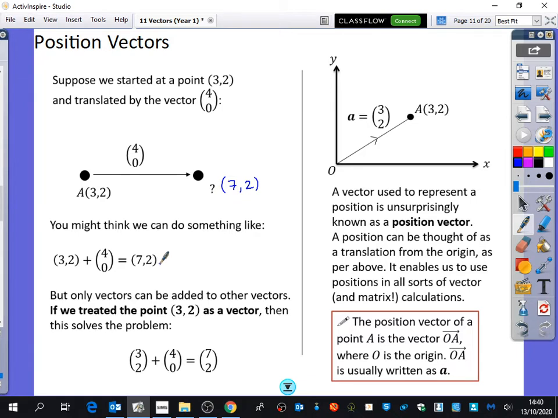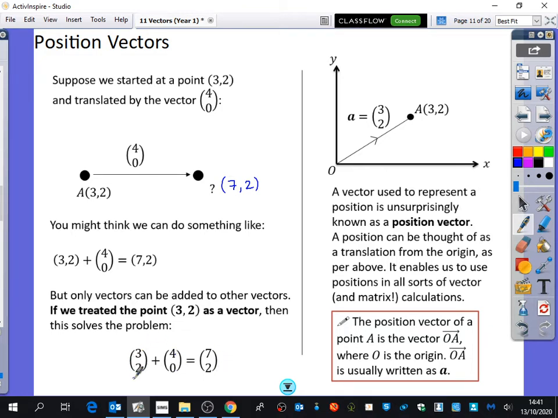And the reason we're not allowed to do this is because this is a coordinate, and this is a vector, and this is a coordinate. It's kind of like dealing in different things at the same time. It makes sense that they need to be all in the same language. But only vectors can be added to other vectors. So if we treated the point 3, 2 as a vector, then this solves the problem. So we have 3, 2 plus 4, 0 is equal to 7, 2.